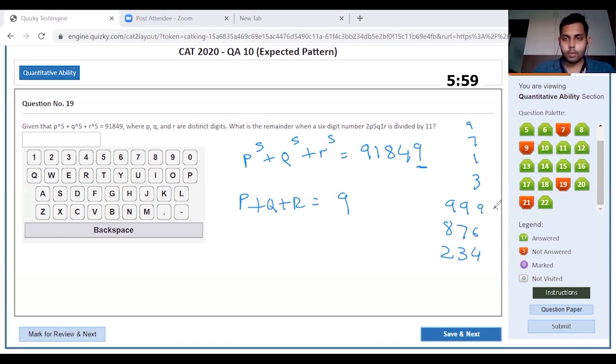9, 5, 5 is not possible. 8, 7, 15, and 4. Sorry, 8, 7, 15, and 4 will be that. 6, 8, 14, and 5. And 7, 6 is not possible. So it is one of these only. Since we have the calculator and some amount of time, I'll just explore this if I can.